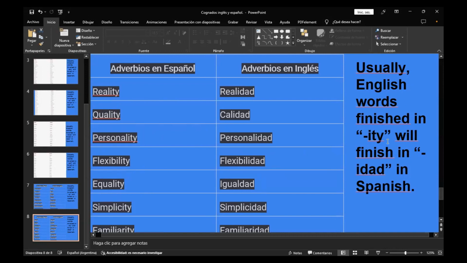Finally, English words that finish in ity, in Spanish will finish in idad. Check it out. Reality, realidad. Quality, calidad. Personality, personalidad. Flexibility, flexibilidad. Equality, igualdad. Very well done, guys. You'll have this for you guys to study by yourselves, and we'll carry on with our next topic.